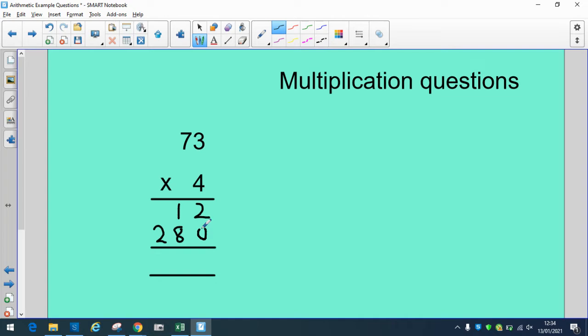Then to complete our question, we will do the 12 add the 280, just like a normal column method. You can even put the plus sign in there if that helps you out. 2 add 0 is 2. 10 add 80 is 90. 200 add nothing will give us 200. And then that is your overall answer.